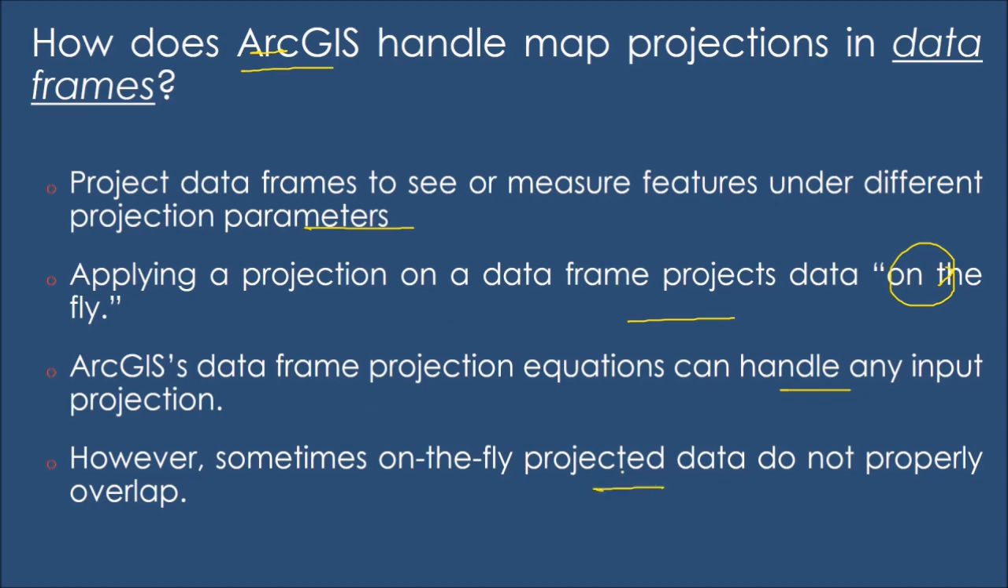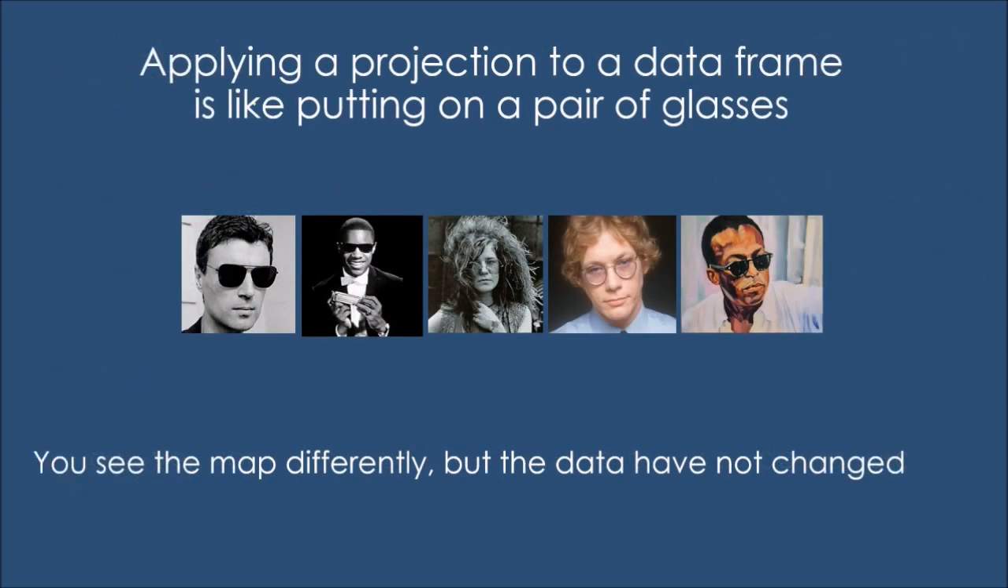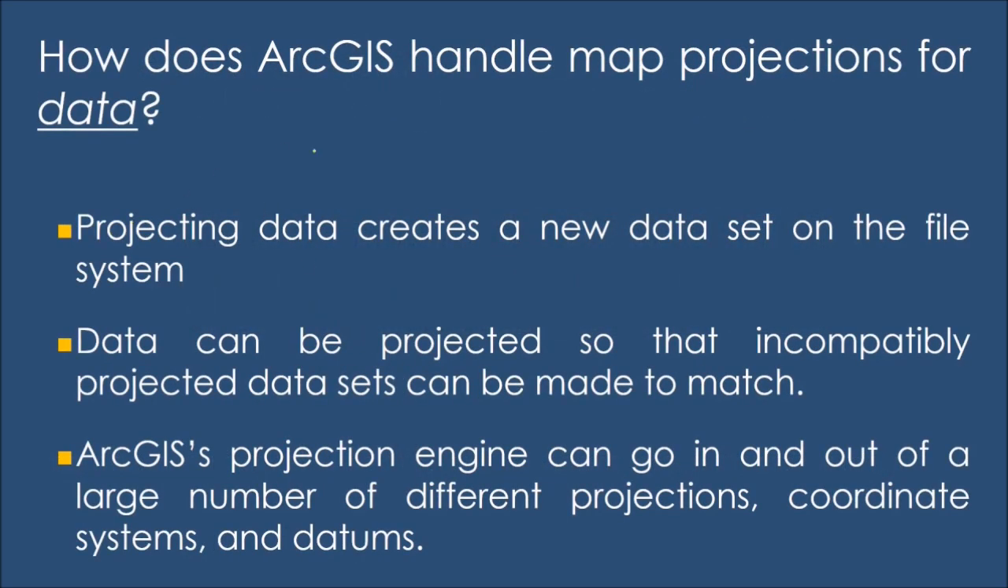Sometimes on-the-fly projected data do not properly overlap. Applying a projection to a data frame is like just putting on a pair of glasses, nothing else. You see the map differently, but the data have not changed. So how does ArcGIS handle map projection for data? Projecting data creates a new data set on the file system. Data can be projected so that incompatibly projected data sets can be made to match, and the ArcGIS projection engine can go in and out of a large number of different projections, coordinate systems and datums.